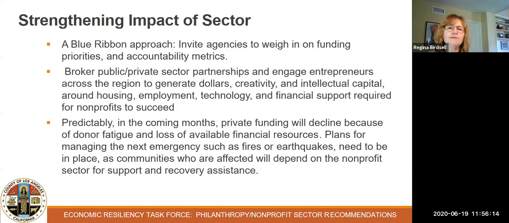We expect that there's a lot of energy right now around this emergency, but we know from the past that that's not a sustainable model. We expect that there'll be donor fatigue. We also know that as the stock market bounces around and more jobs are lost, there are just not going to be the same financial resources available. So we've got to get ready for that.